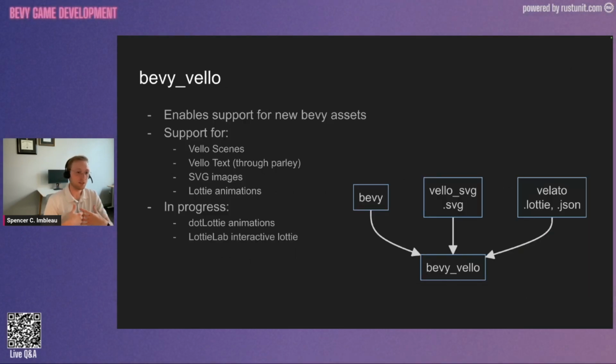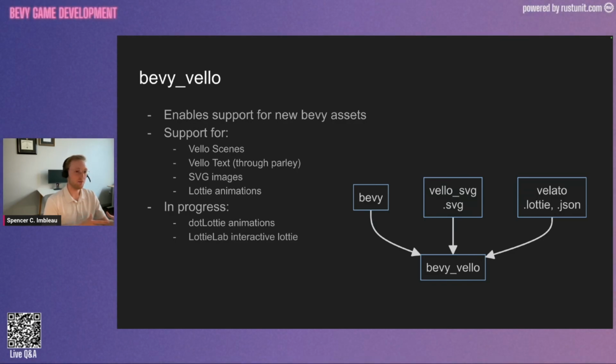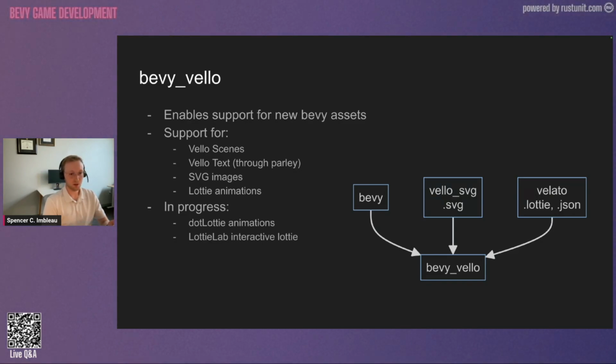What I have developed, however, is Bevy Velo, and what that is, it's an integration to use assets in the Bevy game engine, and we have support for Velo scenes, which is kind of like the raw way to interact with Velo. So we have the ability to render just direct Velo scenes if you want to use the Velo API. We have text support through Parley, which is all Rust based, so no Harfbuzz or any C++ tooling in the chain.